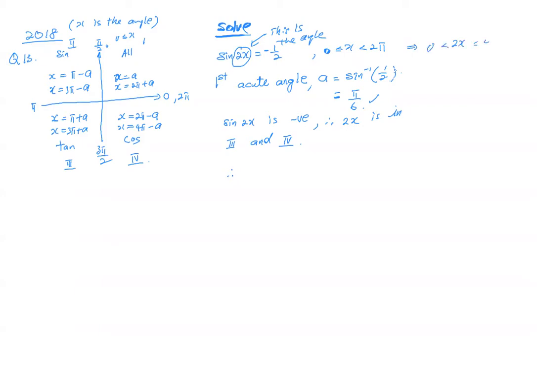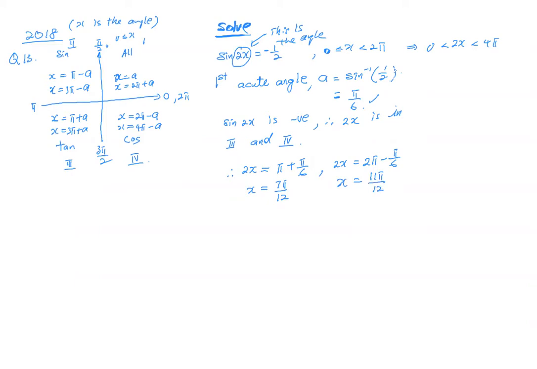So now my 2x will be equal to third quadrant, pi plus pi by 6. So my x will be equal to 7 pi by 12. Okay, this is third quadrant. Or fourth quadrant, 2x will be equal to 2 pi minus pi by 6. So my x will be equal to 11 pi by 12.